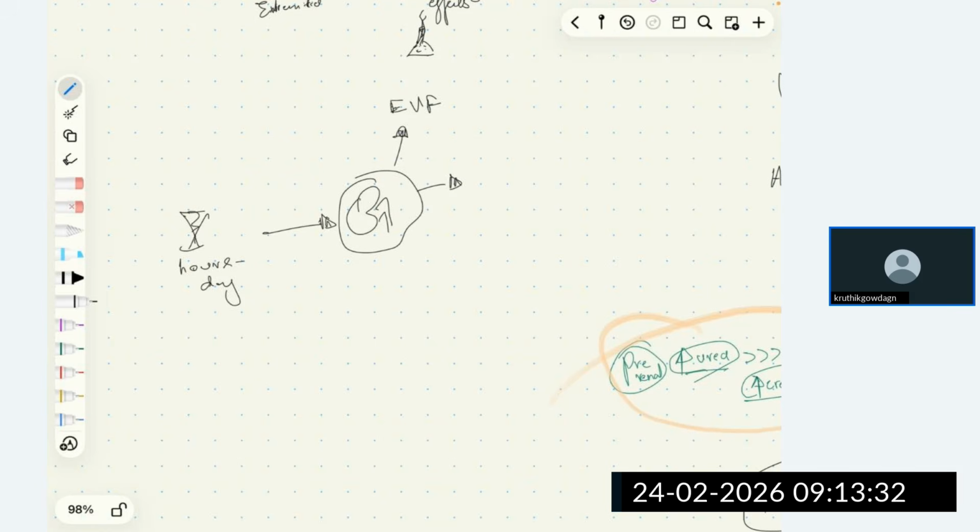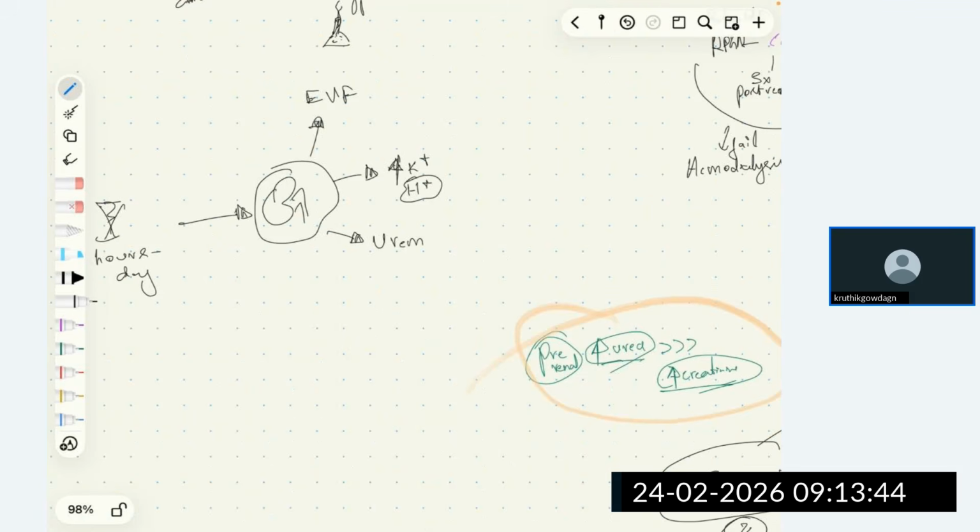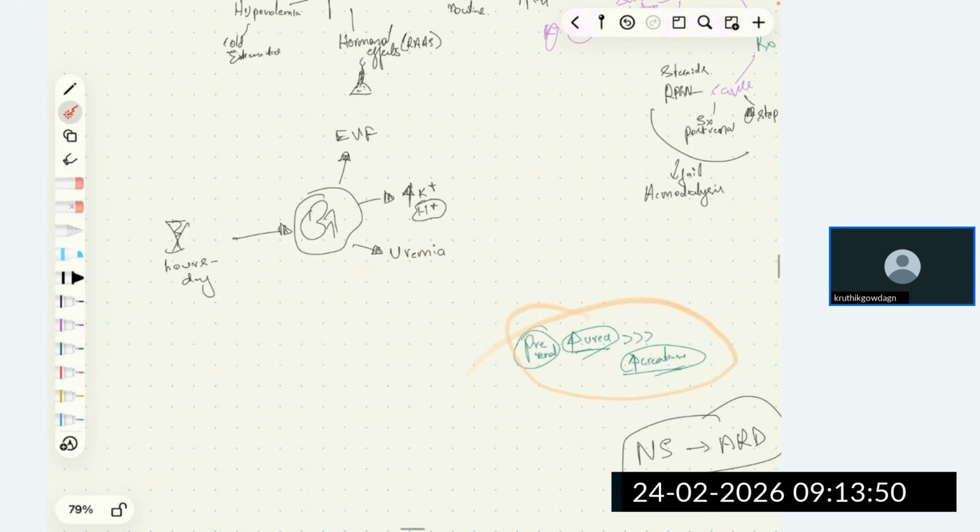So there is an increase in potassium and acid levels, that is hyperkalemia and NAGMA, normal anion gap metabolic acidosis. The other feature is uremia. We all know that when the kidney fails, there will be uremia. This is the definition of AKI.